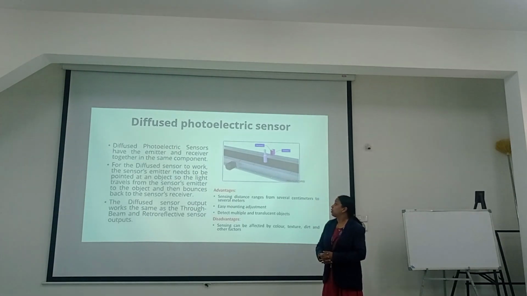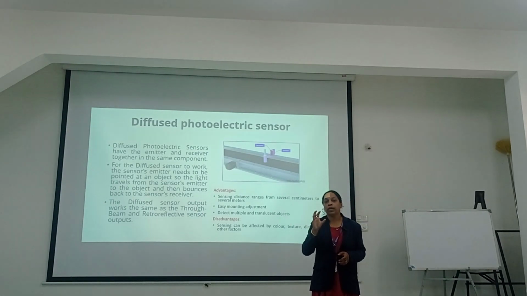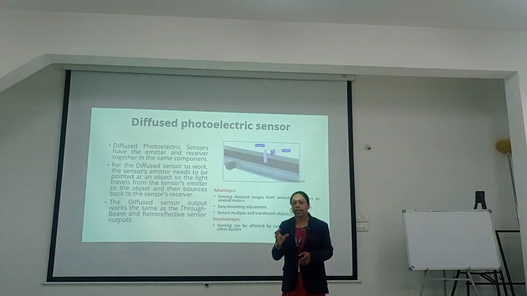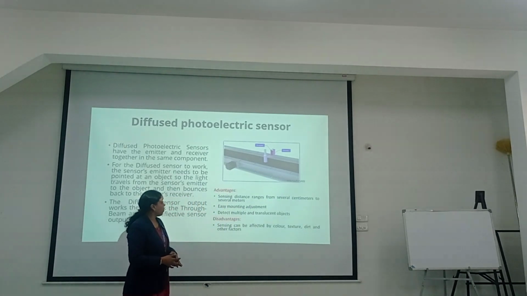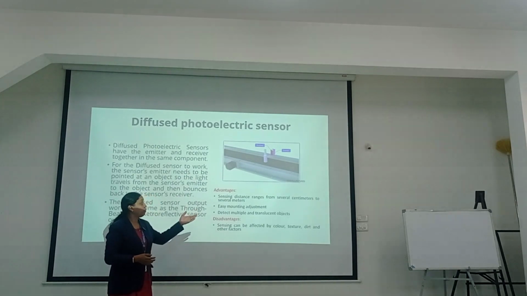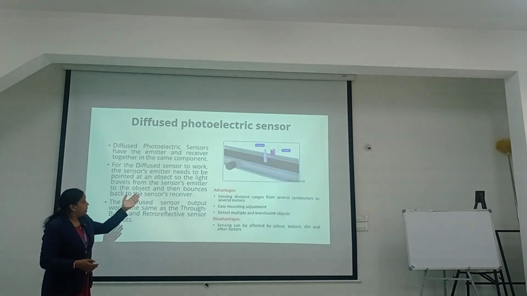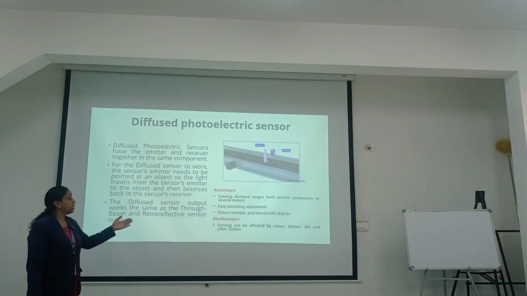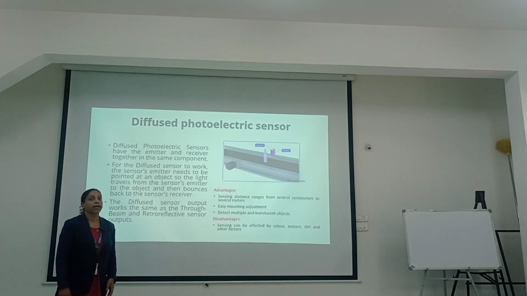Because here also the emitter and receiver are in one single case, there is easy mounting adjustment and the wiring also becomes easier. It can detect multiple and translucent objects also. The disadvantage of this is the sensing can be affected by the color, texture, dirt and other factors.